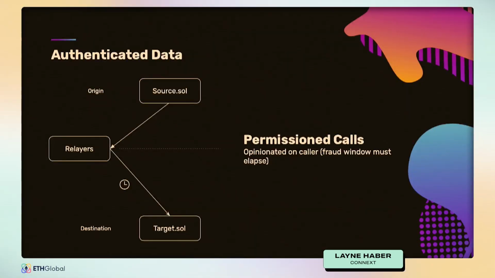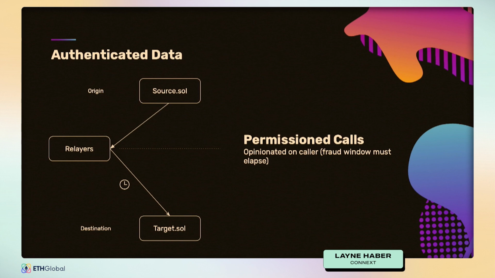So in Connext, we have this concept of authenticated data, and what that really means is permissioned calls. When you're executing a cross-chain transaction, there are some calls where the data that you're using is completely fungible, like a token transfer. You don't really need that data to be authenticated. However, in contracts that check message.sender, you need to make sure that that data has gone through the fraud-proof window so that you know or can assume that it is authenticated by the time you're acting on it.